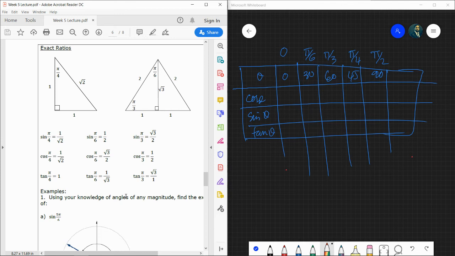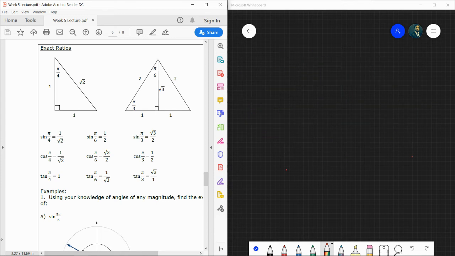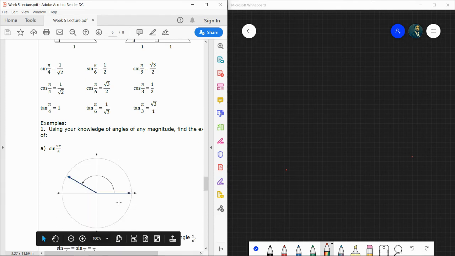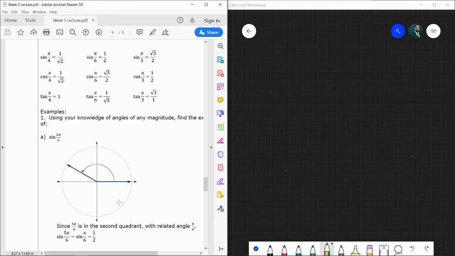But in order to do that, we also need an extra information regarding the quadrants. So I'll do an example. If you already know, that's good. If you don't know, that's fine.